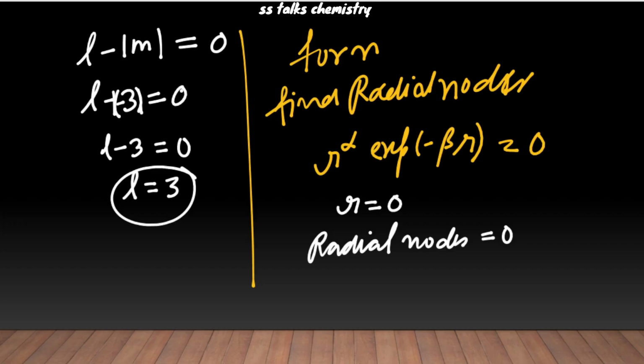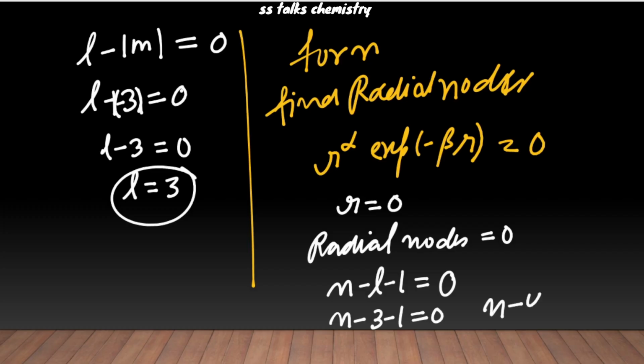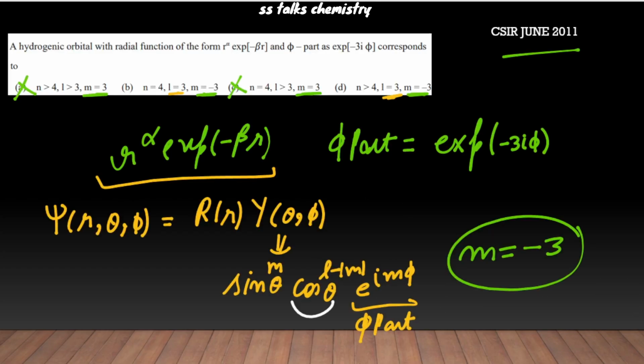Okay, so n minus L minus 1 is 0, so it becomes n minus 3 minus 1, that is 0. Based upon this, n minus 4 is 0, or we can say that the n value is 4 in this case. So this is going to be the answer. So n is 4, so that makes option B the correct answer, right?